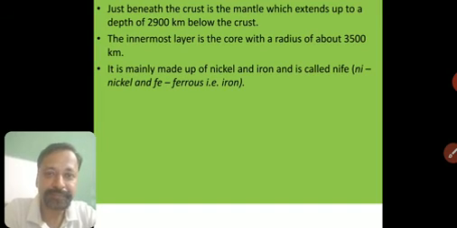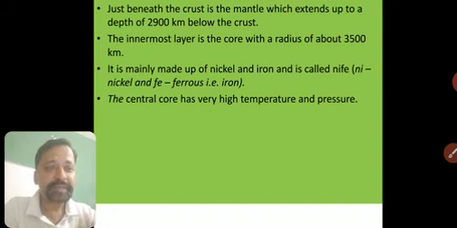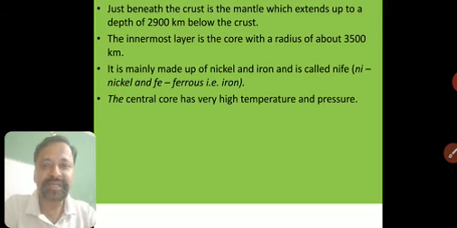Ferrous means iron. Okay. The central core, which is totally molten lava or magma, which we had discussed, has very high temperature and pressure. Temperature because it's totally molten. Pressure because of the gases which come out, they are very pressurized gases because it's very hot. So it has high temperature and pressure.